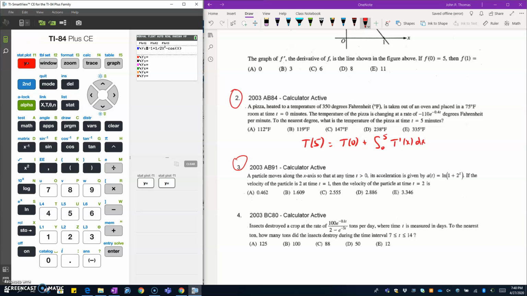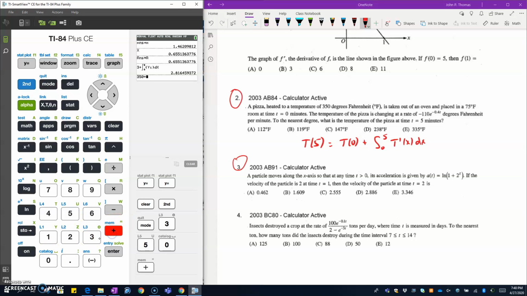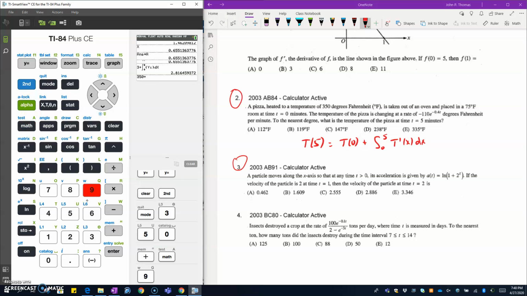All right, so we're going to go to our calculator. We're going to go to our y equals and clear things out. Actually, we can just do this one on the home screen since we won't need the problem for anything else. So temperature at time 0 was 350 degrees. So 350 plus, and then we've got an integral. We're going to do math, number 9, and starting at 0, we're going to go up to 5 for this problem.